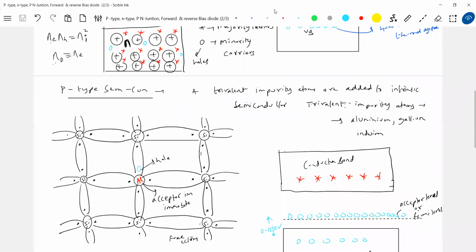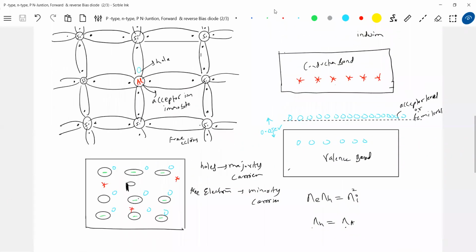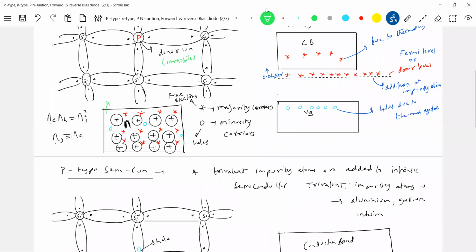The Fermi level for a p-type semiconductor will lie just above the valence band. The Fermi level for the n-type will lie just below the conduction band. Overall, both p-type and n-type are electrically neutral. You write it nearby. Net charge of it is 0. This is electrically neutral.